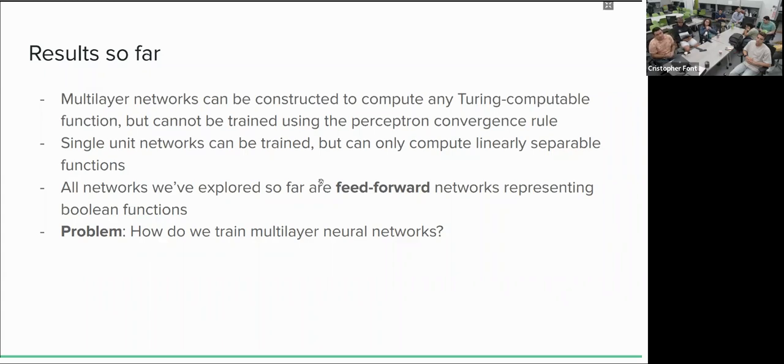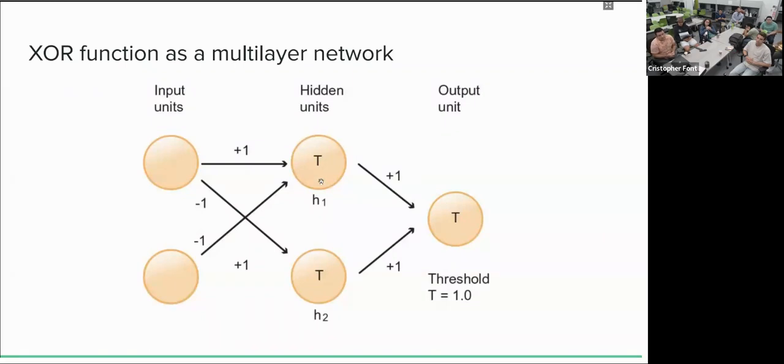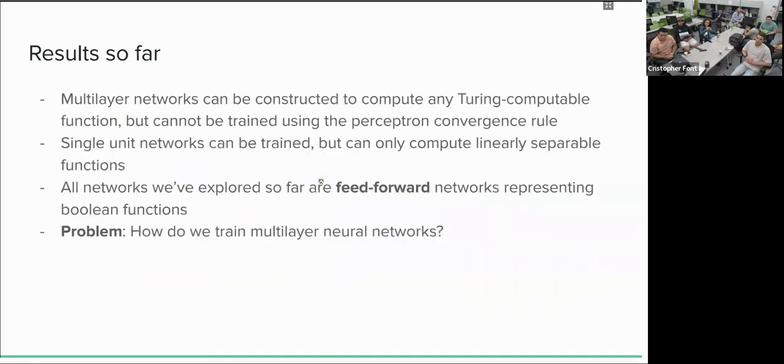We've explored feed forward neural networks. What that means is that we go from input to hidden to output in this order. You can think of it as a series of time steps. So for this network, it would be three time steps. Time step one, where we're just receiving input. Time step two, when we're sending that input to the hidden units, and time step three, when we're outputting. That's what we call a feed forward neural network. So now the problem is, how do we train a multi-layer neural network?